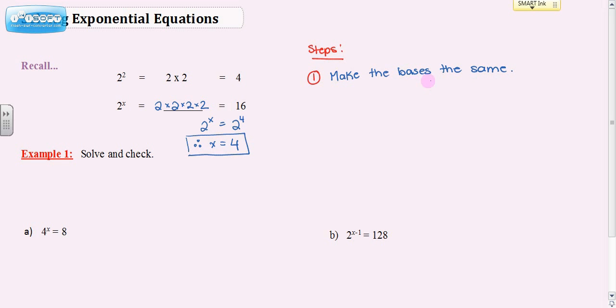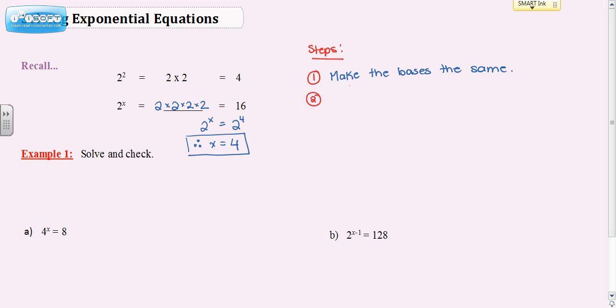When you're choosing the bases, always try to choose the simplest ones. 2 and 3 are good bases. 4 times 4 does give me 16, but I'm not going to choose 4 because 4 is not the smallest base I can get. And it's best to work with the smallest.